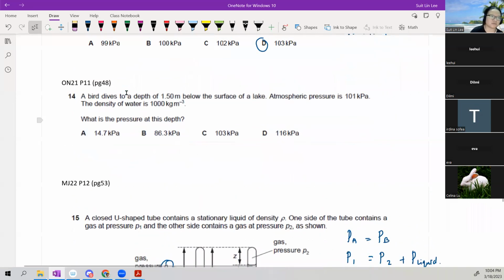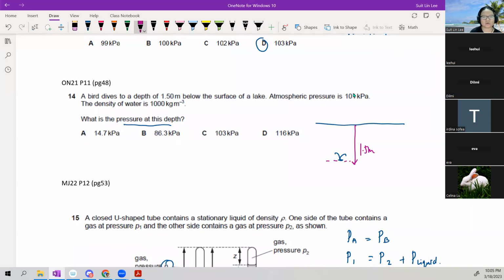But here it's just saying that a bird is diving to a depth of 1.5 meters below the surface of the lake. So you want to find the pressure of this depth. So there is a lake, there is a bird. This bird is 1.5 meters below. So this distance, this is the water pressure that is on the bird. That 1.5 meter of water plus atmospheric pressure. So the pressure here would be equal to atmosphere plus 1.5 meter of water.